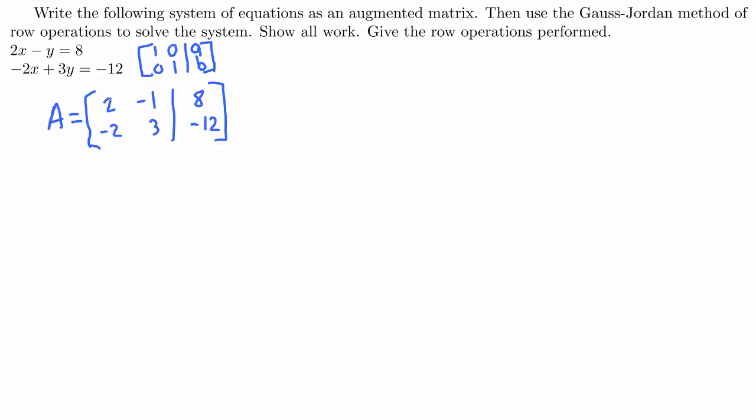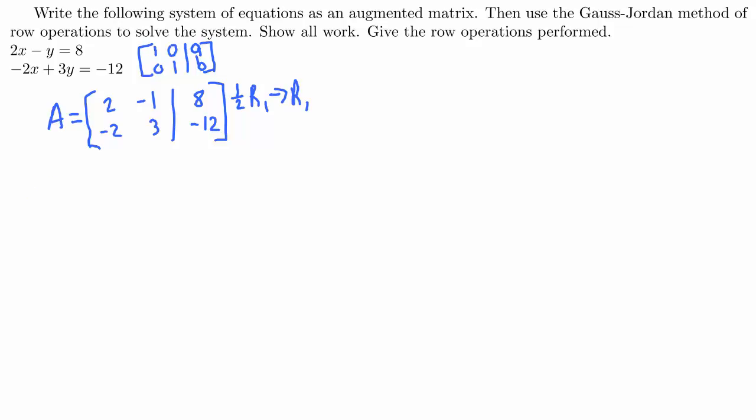To get there, I need this first element here to become a 1. To get to a 1, I multiply by the reciprocal. The reciprocal of 2 is 1/2. So I'm going to multiply the first row by 1/2, and that's going to give me a new row 1.